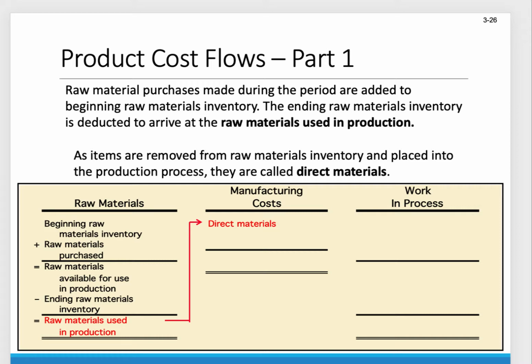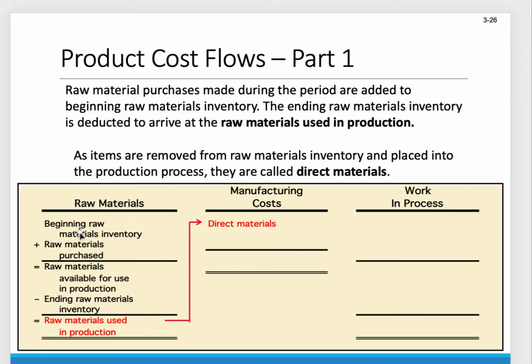Okay. Well, we had $110 worth of raw materials to use. At the end of the month, we counted our inventory and said, hey, we only have $20 left. So what's that mean? Well, that means that I must have used $90 of raw materials. Okay, so that's what we do right here.